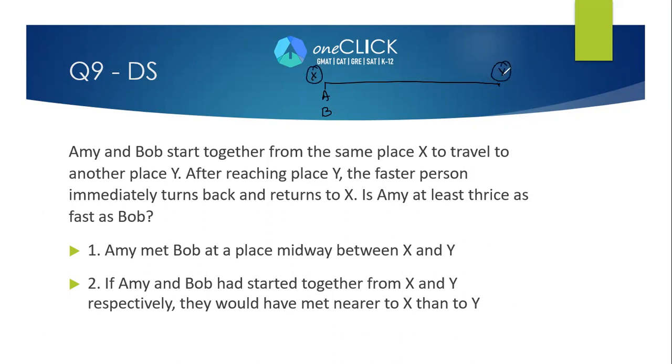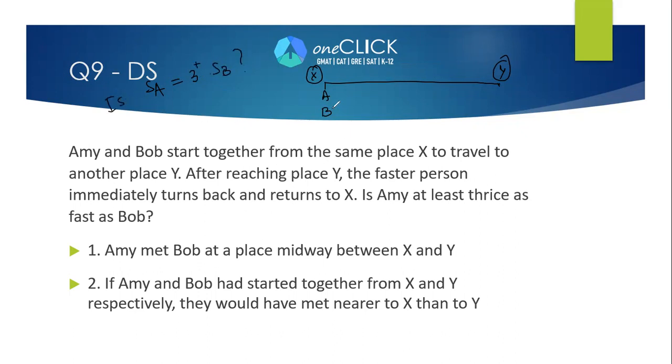X travel to Y. Now, after reaching Y, the faster of the two immediately turns back. So whoever is faster would actually go all the way and turn back. Okay, let's see. And the other guy is just going. Something like this has happened. But we don't know who is the faster and all. So we just know that this is the scenario. Now it's saying that is Amy at least thrice as fast? So speed of A is at least three times the speed of B. Is this true? That's the question.